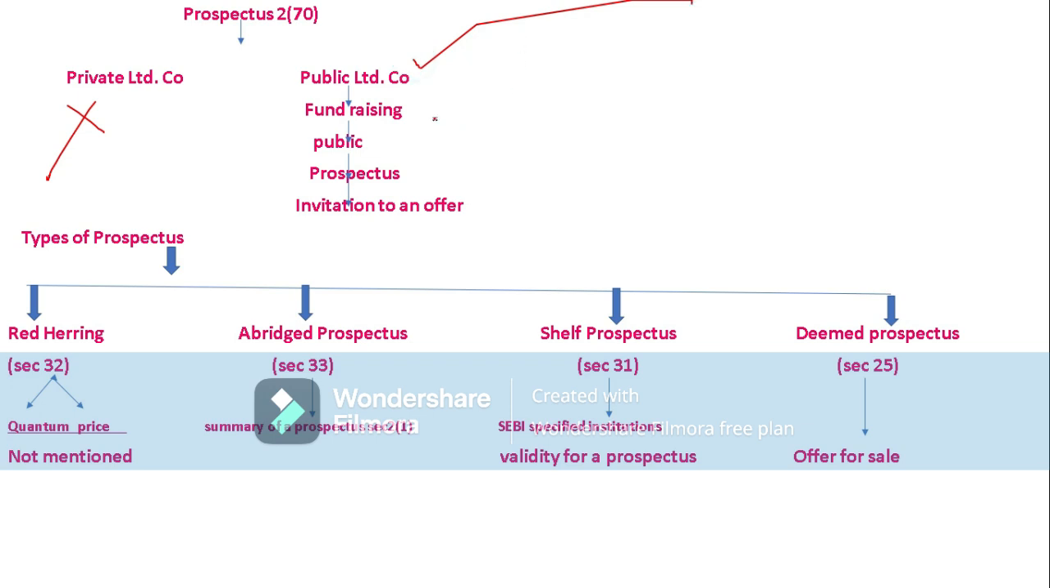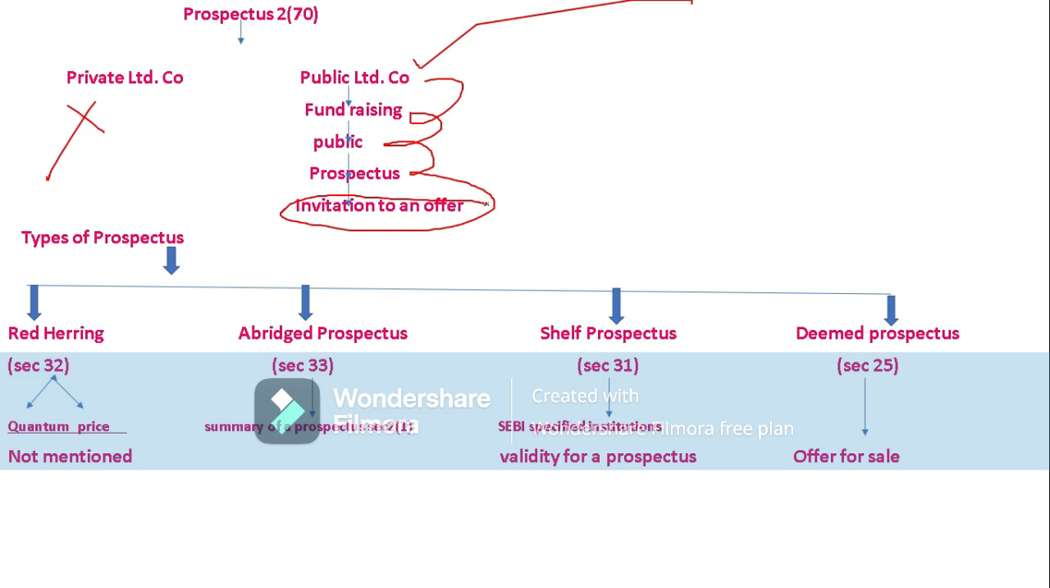And here, if we see, a public limited company goes for fundraising. For fundraising it invites the public through a document called a prospectus, in the form of an invitation. Okay, invitation.